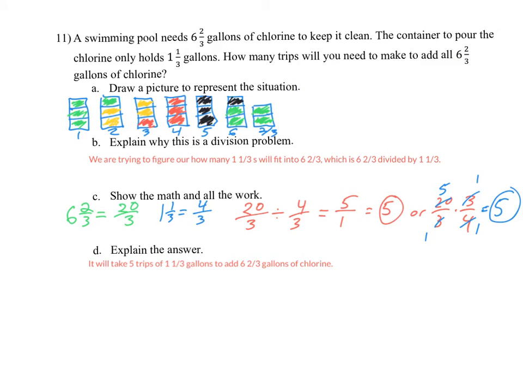So I started off drawing in the blue there the 6 2/3 gallons. That's how much chlorine we're going to need to add. And then I said, how many 1 1/3 gallons will fit into those? Well, 1 1/3 is actually 4/3. So for every 4, I filled in a different color. The first 4 I filled in green, the next 4 I filled in yellow, the next 4 I filled in red, the next 4 I colored in black, and the last 4 I filled in with green.